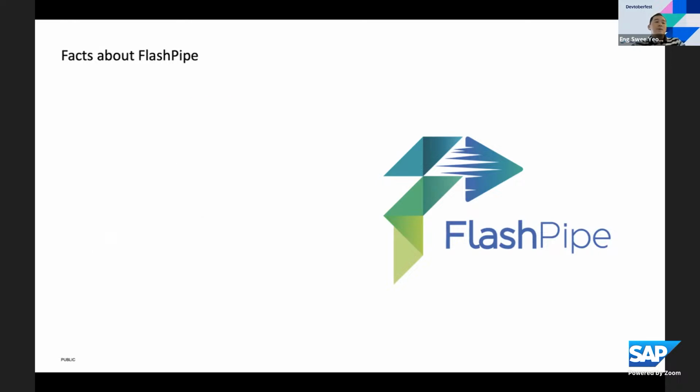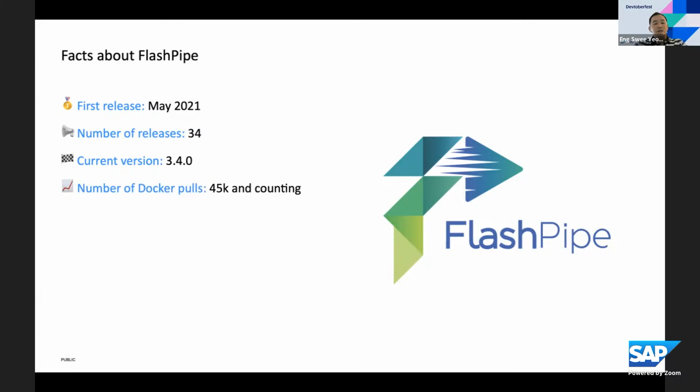So I'm going to next move on to some facts about FlashPipe, just to see some details. It was first released in May 2021, so it's just over 3 years old right now since I first released it. Over the years, I've made 34 official releases of FlashPipe. Currently, the version is at 3.4.0.